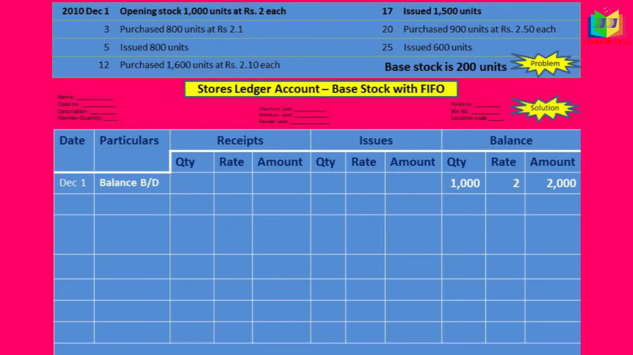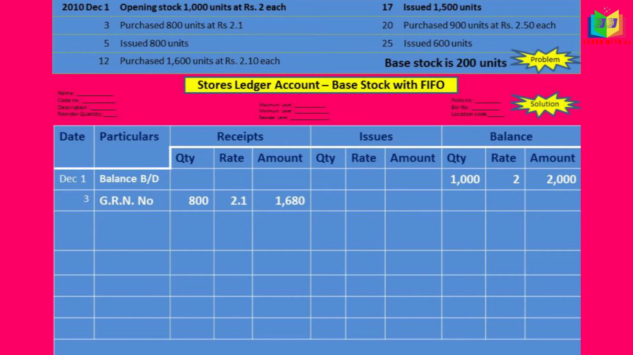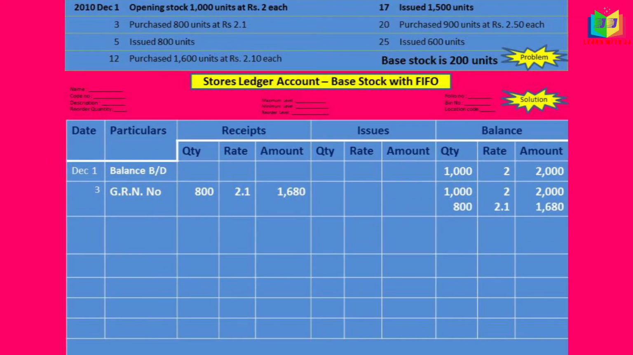The format is the same as we followed earlier. First we'll write the opening stock. For that we write balance brought down. I write it in the balance column: 1000 units at the rate of 2. And next we have a purchase of 800 units. I'll write it in the receipts column at the rate of 2.1, and under the 1000 units we write these 800 units.